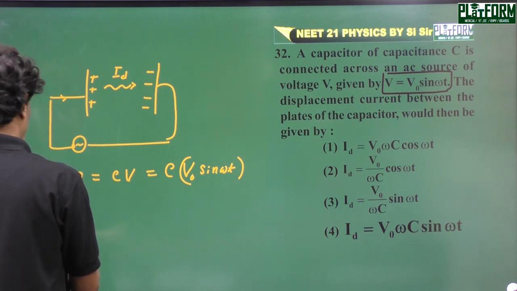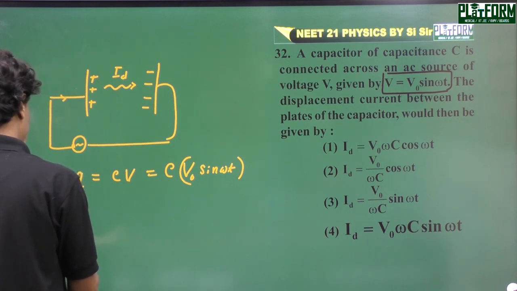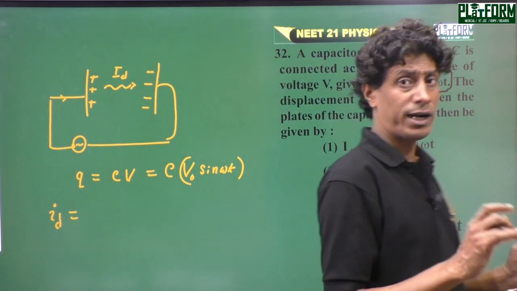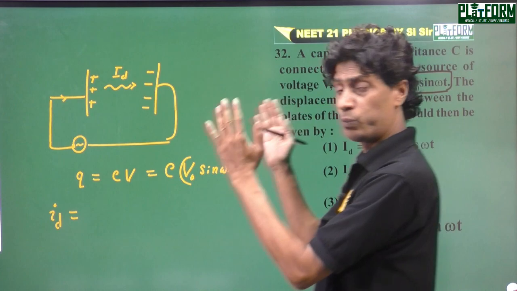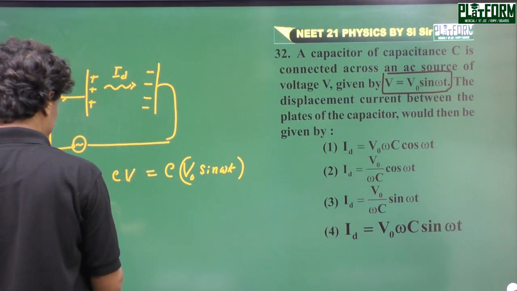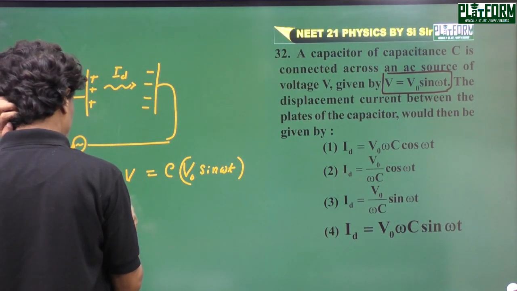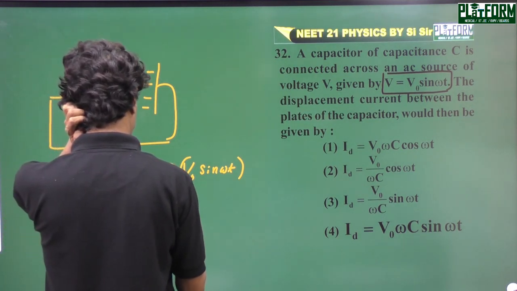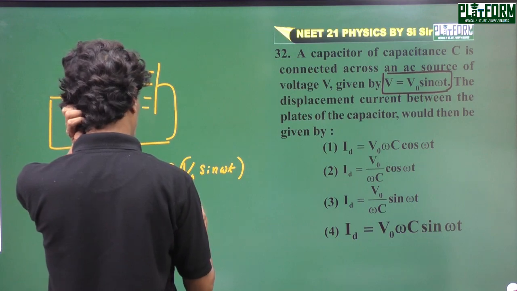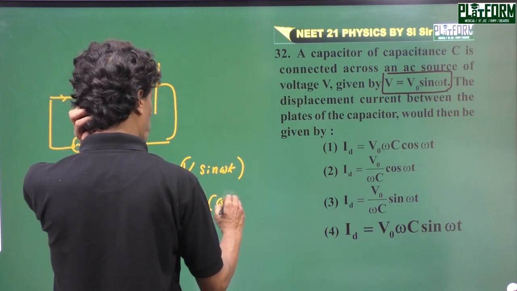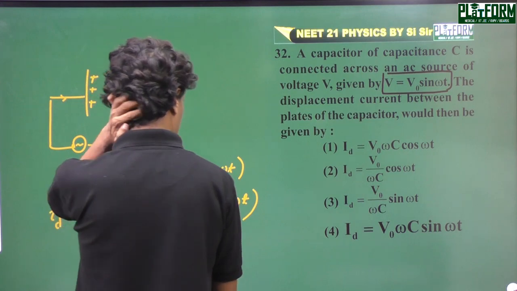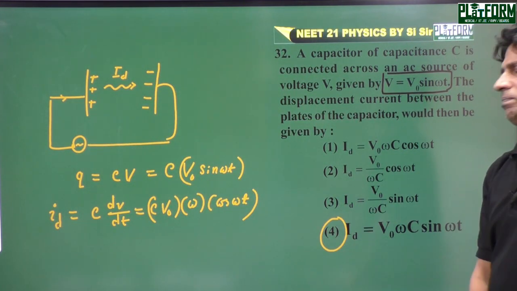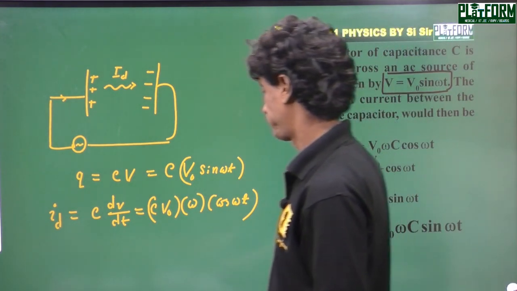If we differentiate both the sides, we can get the displacement current. This is not conduction current. Conduction current is passing through the conductor, but in the space between two plates, we get the displacement current ID, which is equal to C dV by dt, and finally it is C V naught into omega cos omega t, and the right option here is 4. Next problem.